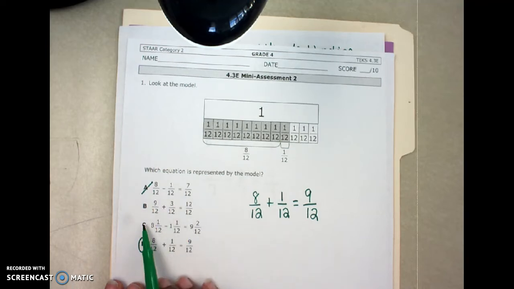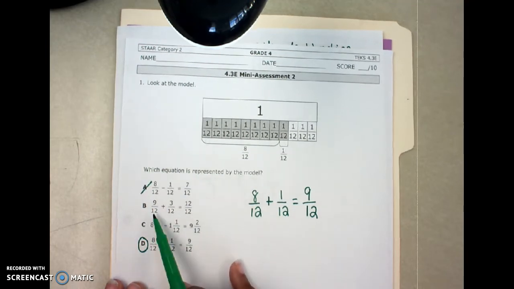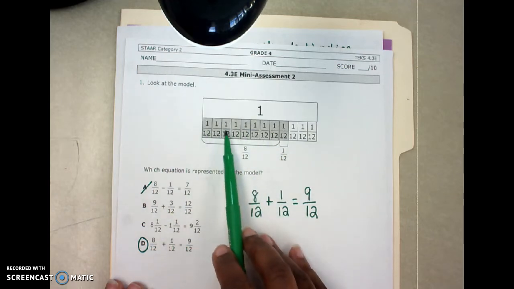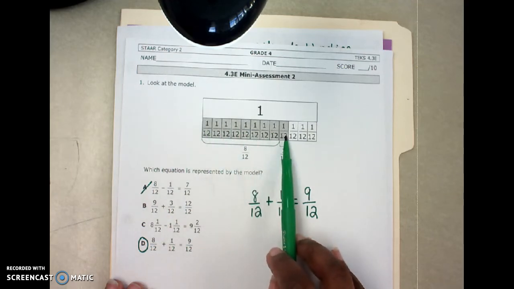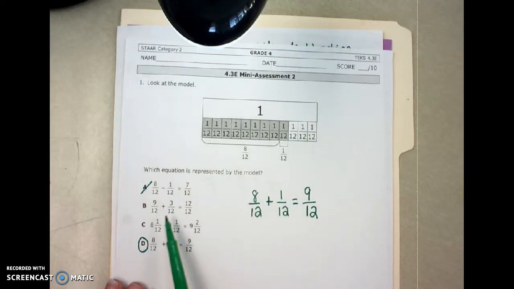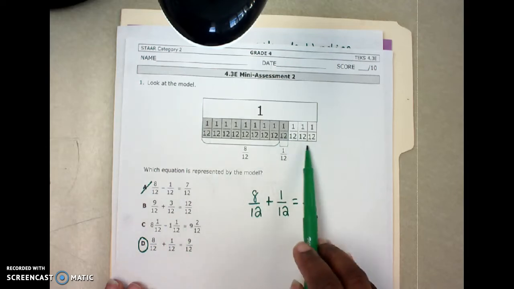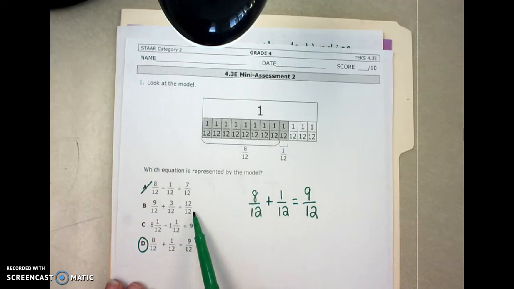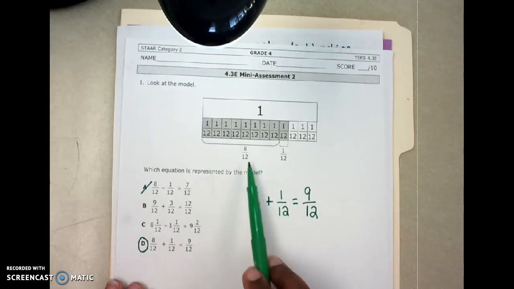Now, answer choice B is also addition. It has 9 twelfths plus 3 twelfths. Now, where did they get the 9 twelfths? Oh, I know what they did. They counted all of the shaded pieces, which is the 9 twelfths, and then they added the 3 twelfths, the unshaded pieces, and got 12 twelfths. But what did they forget to look at? You're correct. They didn't look at these numbers down here.